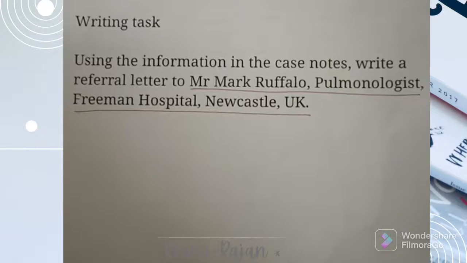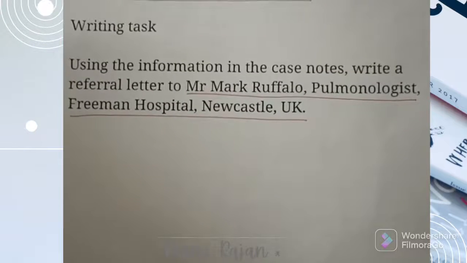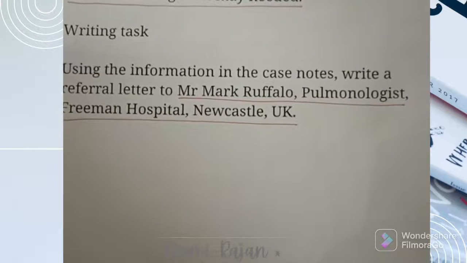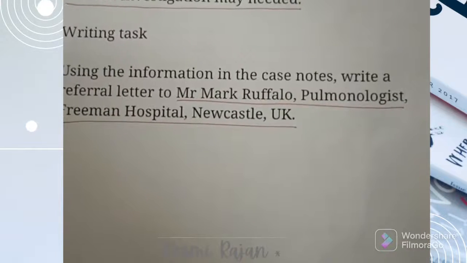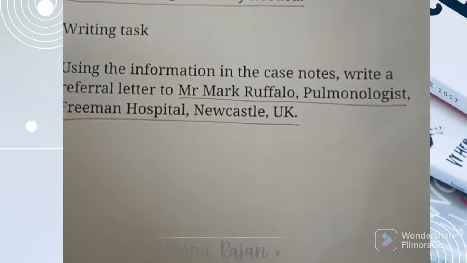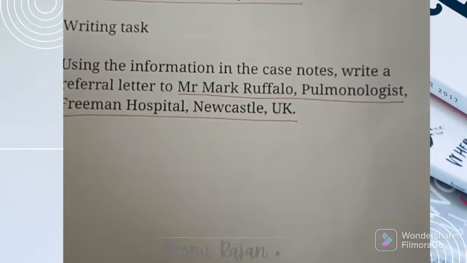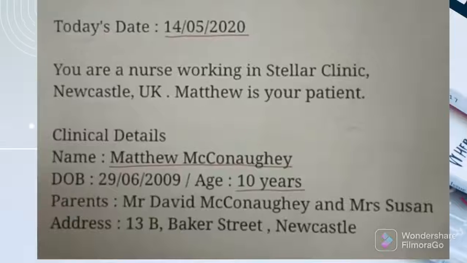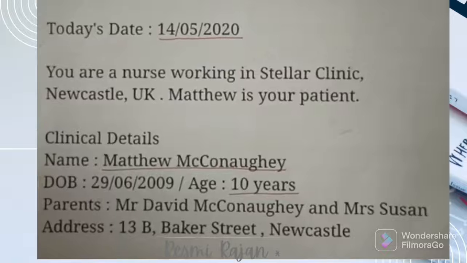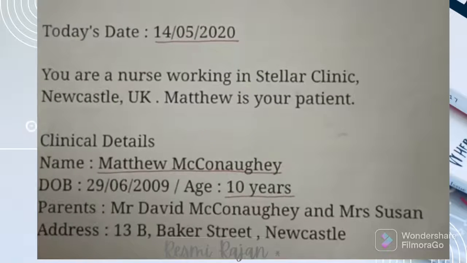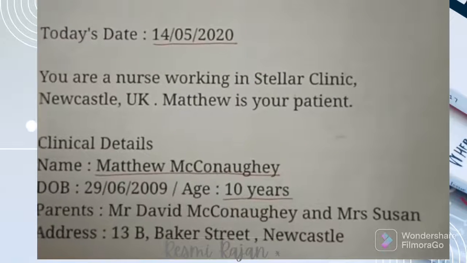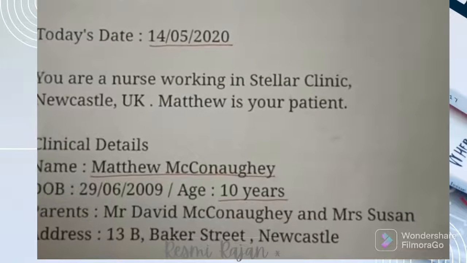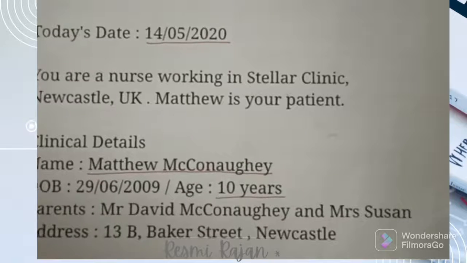Using the information in the case note, write a referral letter to Mr. Mark Ruffalo, pulmonologist, Freeman Hospital, Newcastle, UK. So here we will come to know that the reader is a pulmonologist, and the full address. Only that is available in this writing task. Today's date is 14 May 2020. You are a nurse working in Stellar Clinic, Newcastle, UK. Mathew is your patient. So here we need the letter date. It is 14/5/2020.